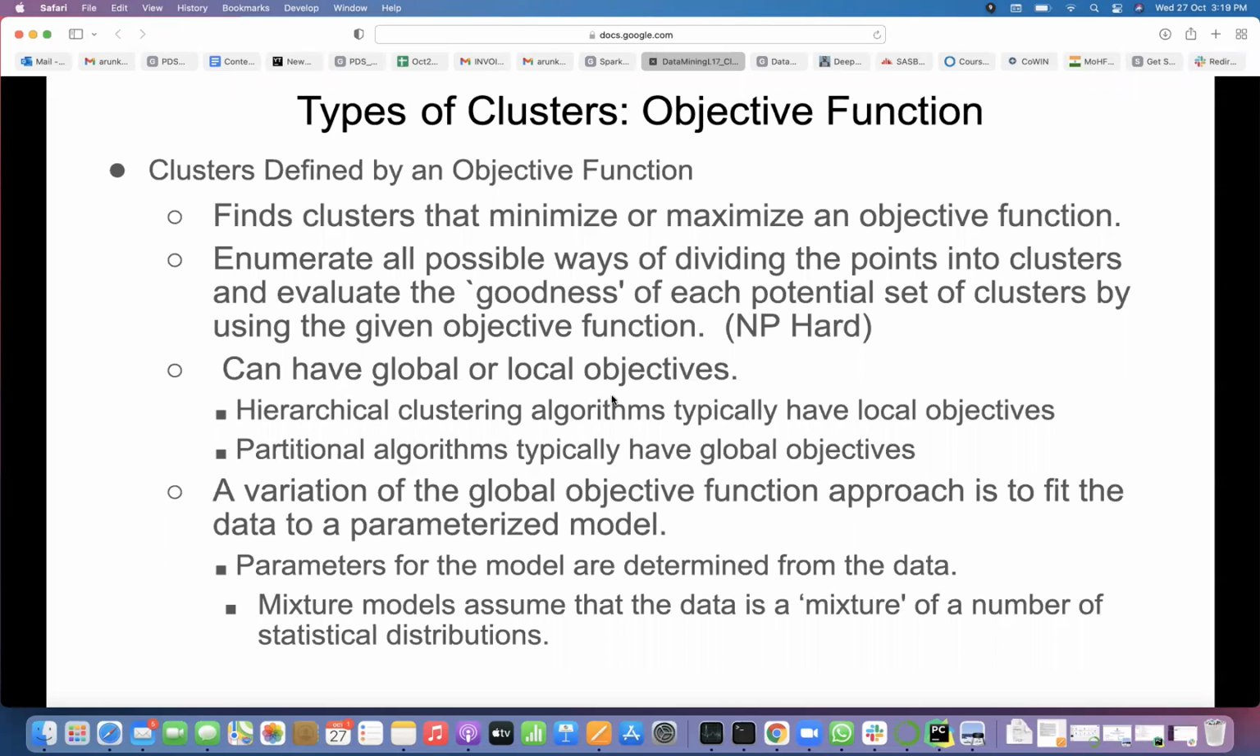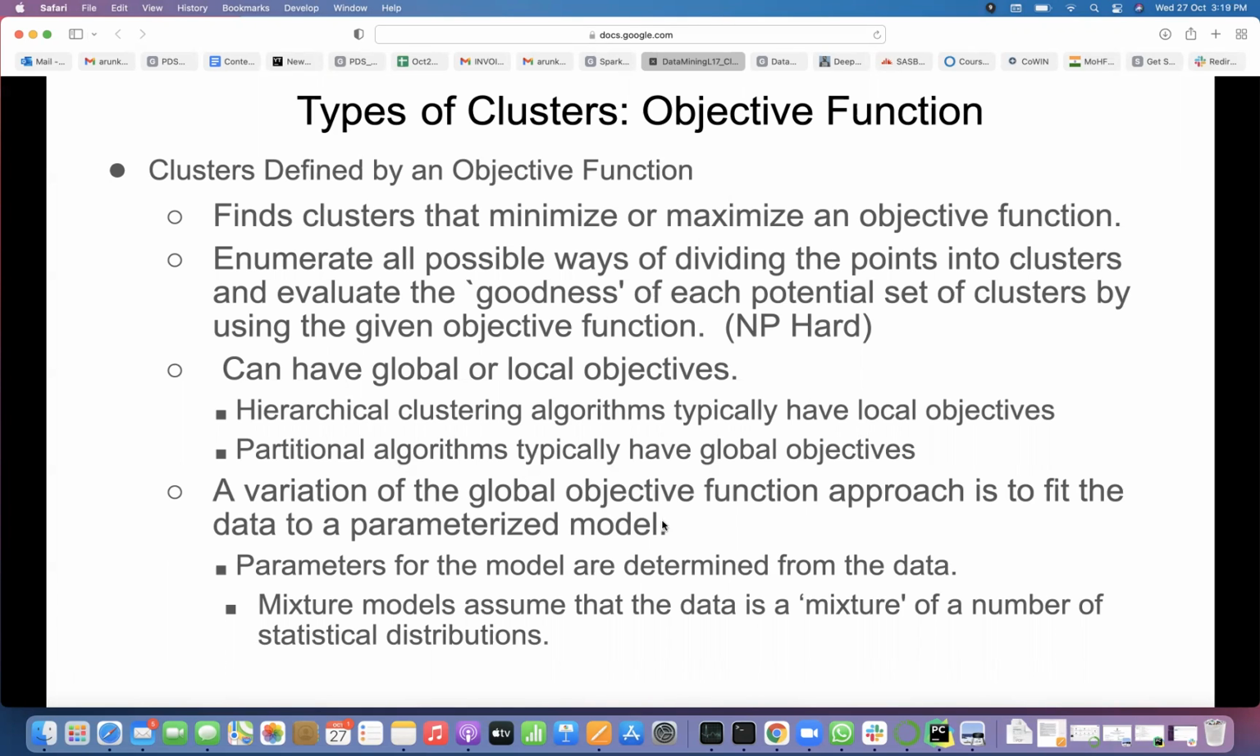Can have global or local objectives. Hierarchical clustering algorithms typically have local objectives. Partitional algorithms typically have global objectives. So in hierarchical, we will see locally how they are different, how they are close. When it comes to partitional algorithms, we will see differently. The global nature, we will see whether they are similar or not.